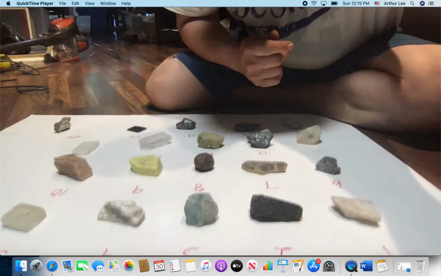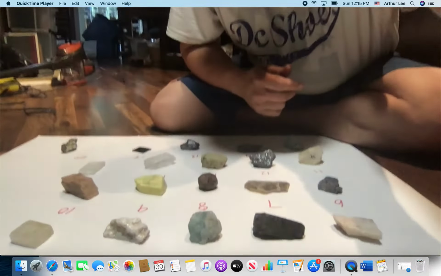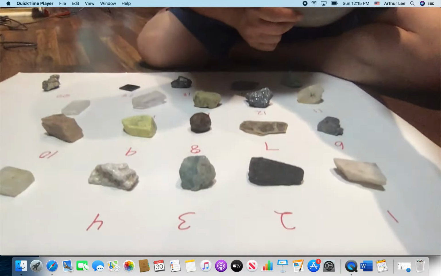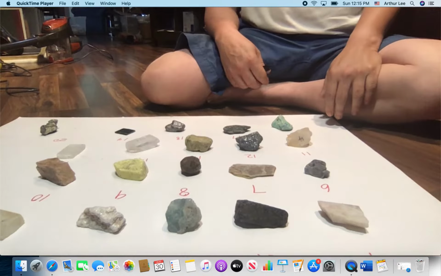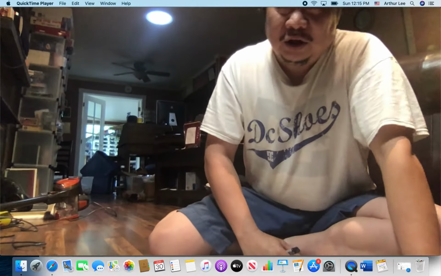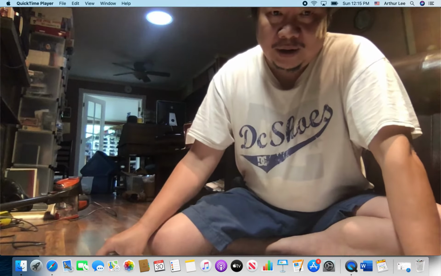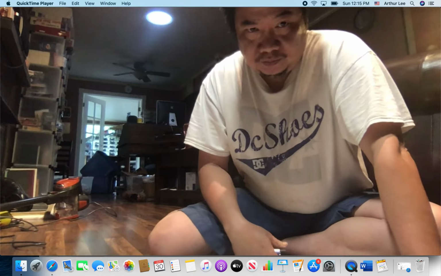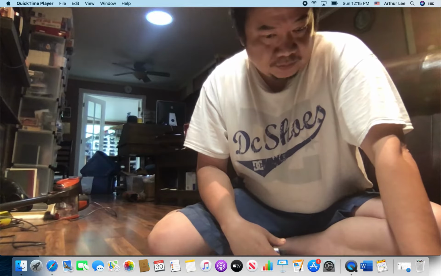This is your lab for this week. Here I am sitting on the floor for you. We're going to look at 20 different minerals, and usually it's a lot easier because I'd be there by your side trying to help you. But what we're going to try and do is figure out which mineral is which.